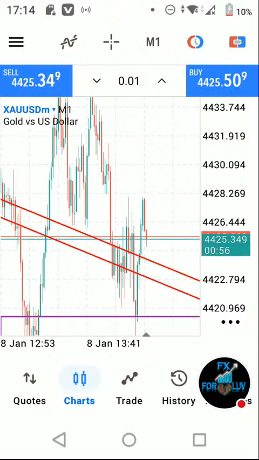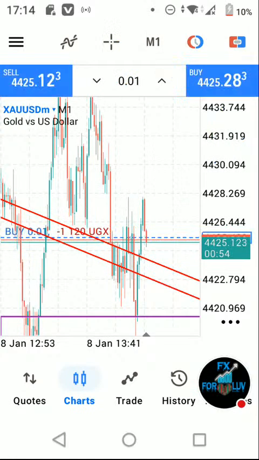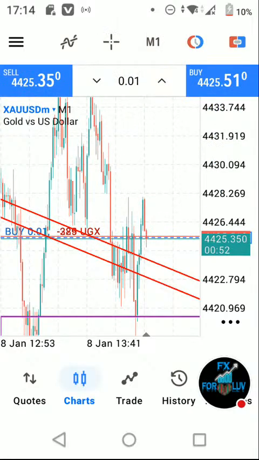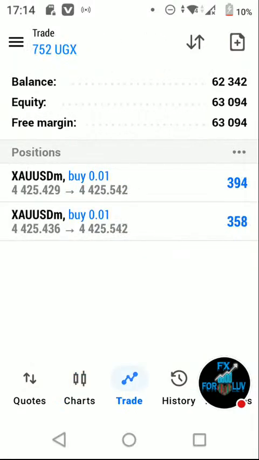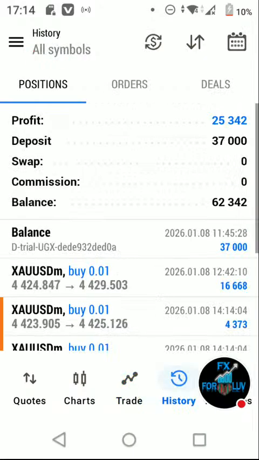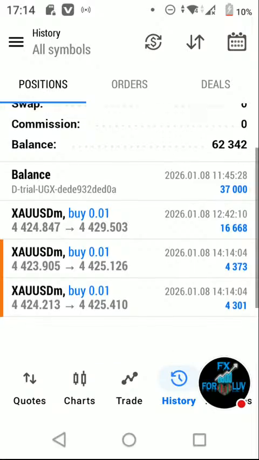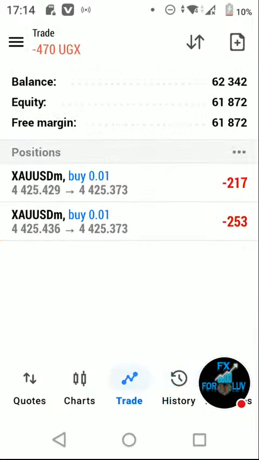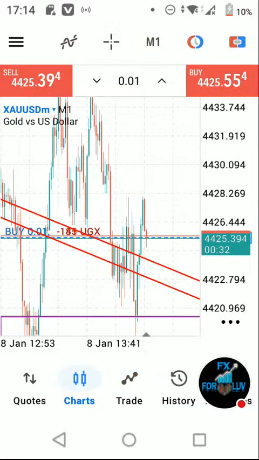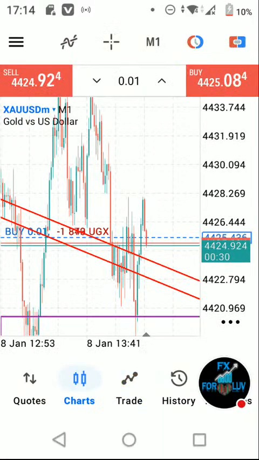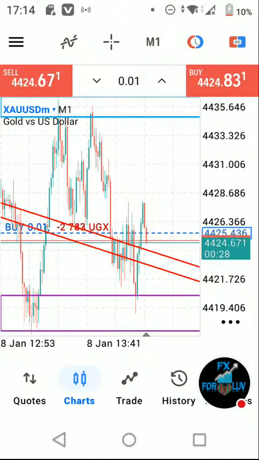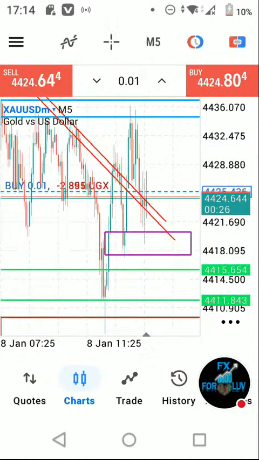So price has taken us out. I'll take two buys there because I know price is going to reverse. It's still within my zone, so that's why I've still executed the same trade. Took us out at the 4,000. So I'm showing you guys how to handle small accounts. This is how you do it. You don't need to panic. You just have to trust your system.